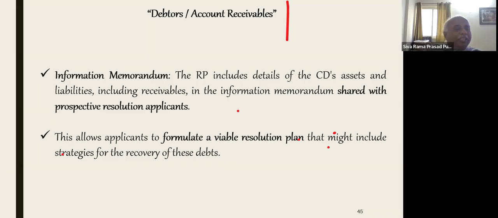So you have to mention in the information memoranda the age-wise recoverable amounts and what documents you have taken. Then automatically the prospective resolution applicant thinks, once I take over the company, I can initiate the legal action and recover this amount also. That type of feeling is to be generated in the minds of the prospective resolution applicant. So the RP includes the details of the CD's assets, including receivables, in the information memoranda shared with the prospective resolution applicant.